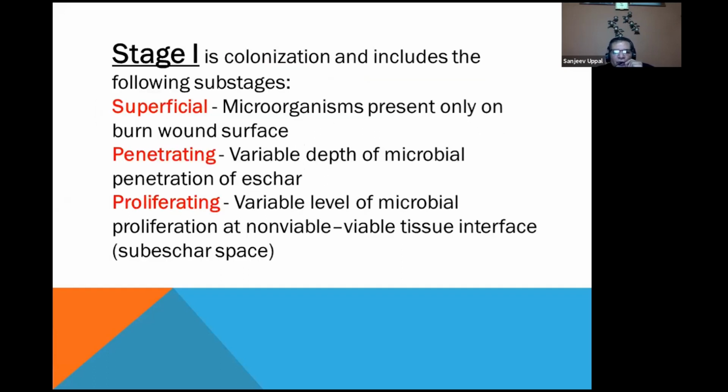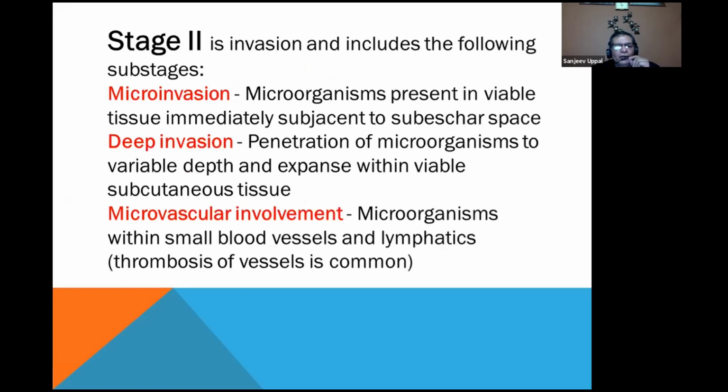Then there are two stages depending on the colonization. Stage one is superficial, where the microorganisms are present only on the burn wound surface. Then there is penetrating, which is a variable depth of penetration. Then there is proliferating, where there are variable levels of microbial proliferation at the non-viable or viable tissue interface. Then stage two is when there is micro invasion present in the viable tissue. Then there is deep invasion, once the viable tissue is invaded.